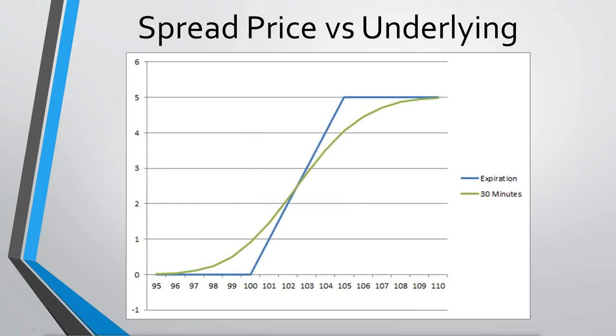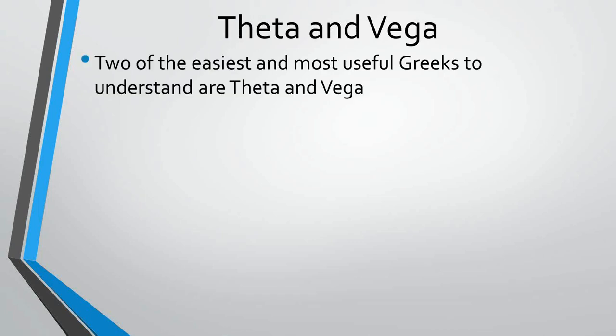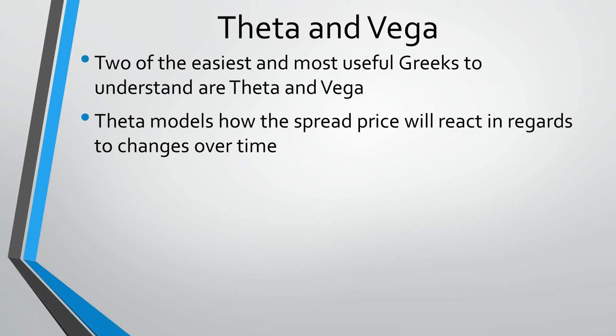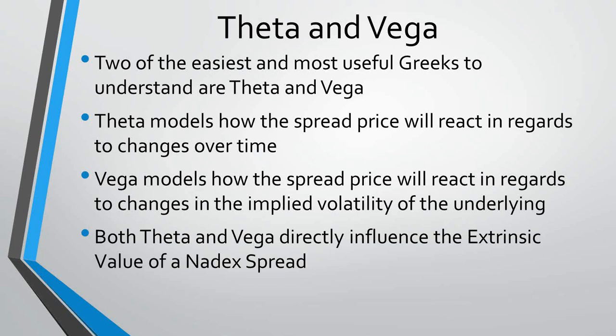So, last week we went over the delta and the gamma. This week we are going to go over the theta and the vega. And these are two of the easiest and most useful Greeks to understand. Okay, theta models how the spread price will react in regards to changes over time. Theta equals time. Vega models how the spread price will react in regards to changes in the implied volatility of the underlying. So Vega is volatility. V, T, theta, time. That's how you can remember them.